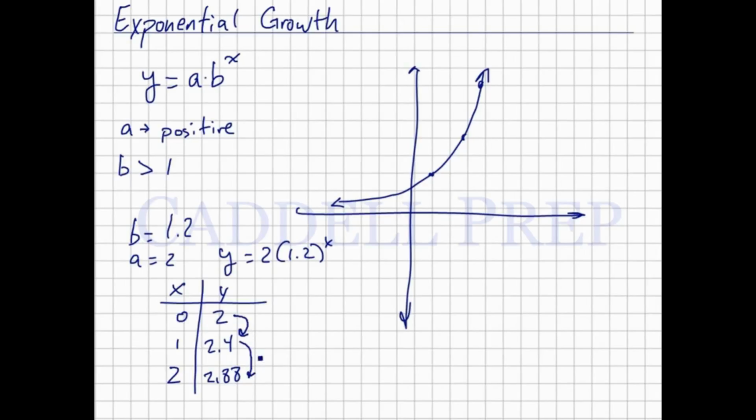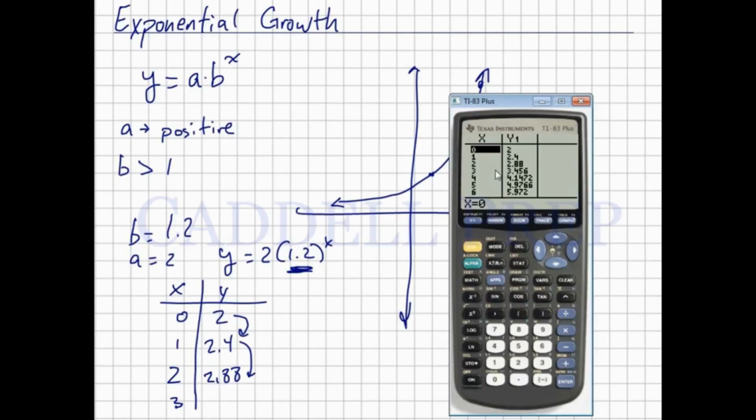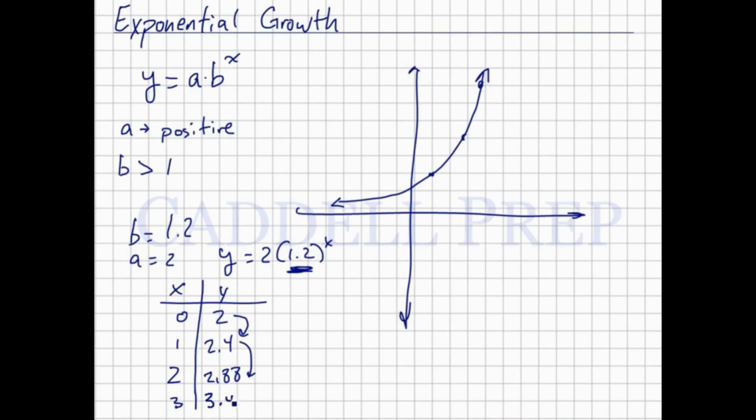Well, each time we're just multiplying by this number. So 2 times 1.2 gives us 2.4. 2.4 times 1.2 gives us 2.88. And then the next point is going to be 2.88 times 1.2, which is 3.456. So each time we multiply by 1.2.